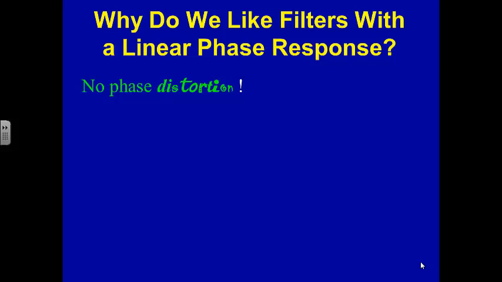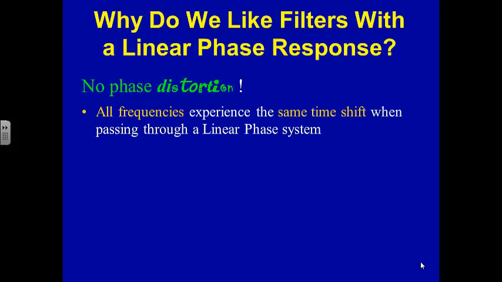I'm going to impose the same time delay to this signal and this signal, so they come out with the same alignment. That means my system, my filter, if you will, is purely making them bigger or smaller, depending on what I wanted the filter to do. I'm not changing the relative phases. So that would be great. All frequencies experience the same time shift as they go through the linear phase system.